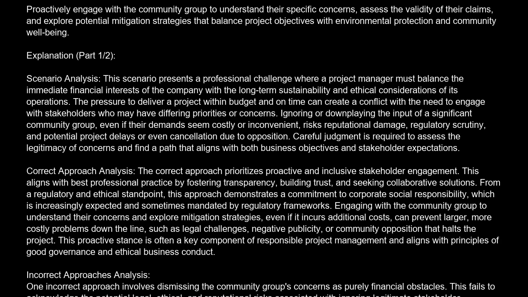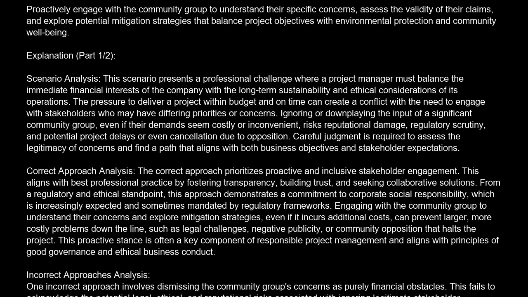Ignoring or downplaying the input of a significant community group, even if their demands seem costly or inconvenient, risks reputational damage, regulatory scrutiny, and potential project delays or even cancellation due to opposition. Careful judgment is required to assess the legitimacy of concerns and find a path that aligns with both business objectives and stakeholder expectations. Correct approach analysis.